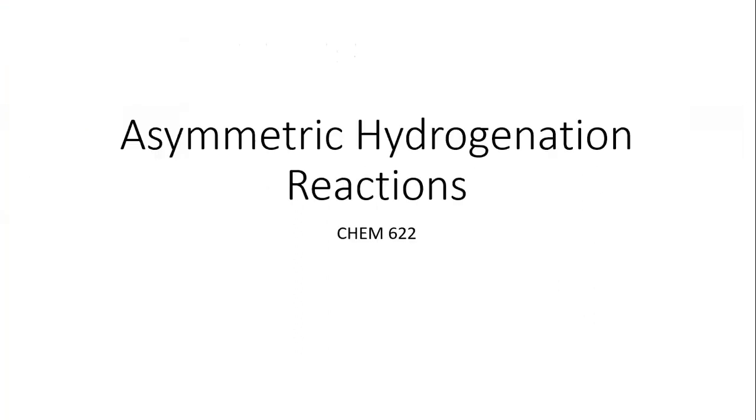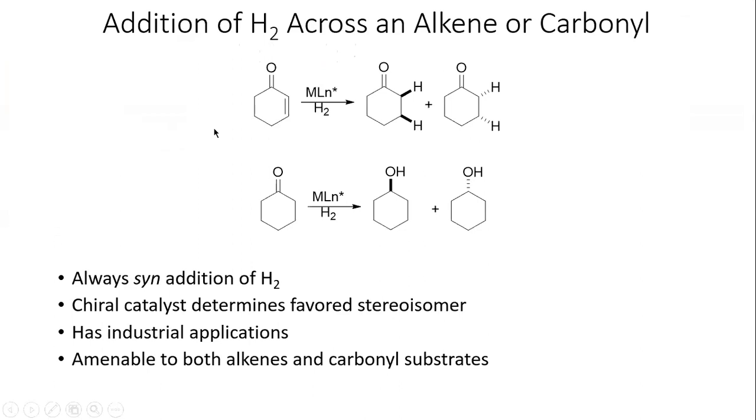Right. So with hydrogenation, you're basically adding H2 across an alkene. It also works on carbonyls. Ryoji Noyori actually won a Nobel Prize for his work dealing with asymmetric hydrogenation of carbonyl bonds. So we're going to talk about that later.